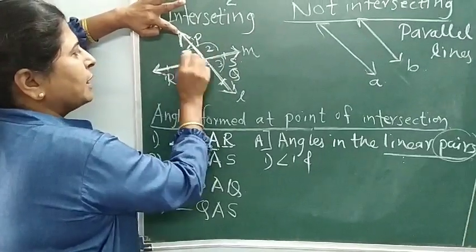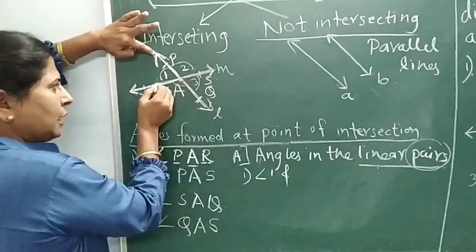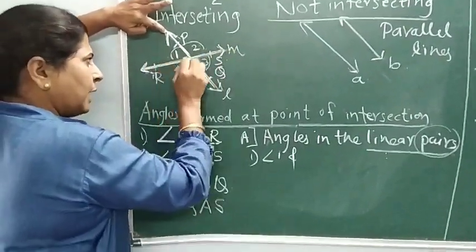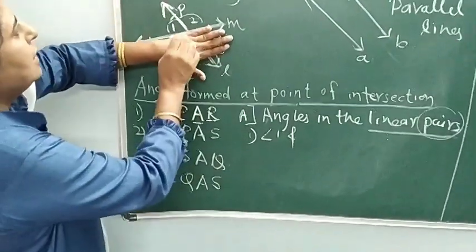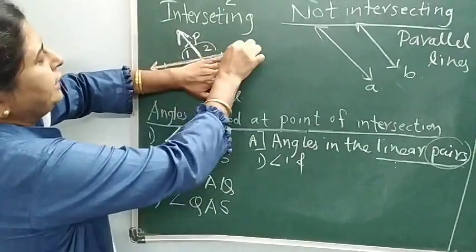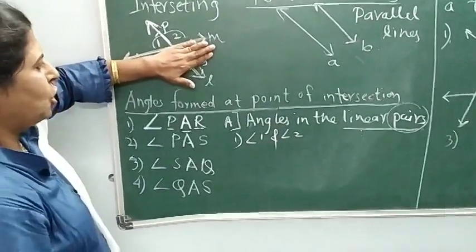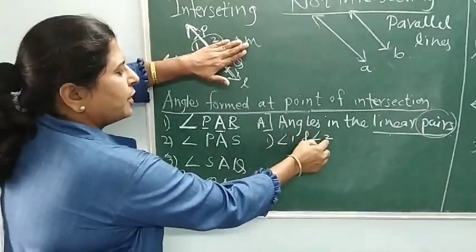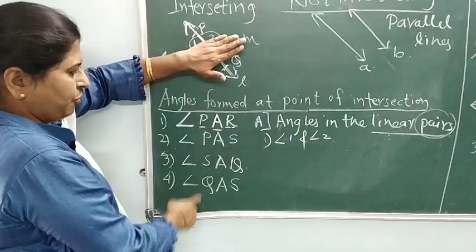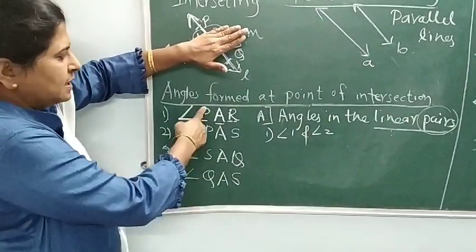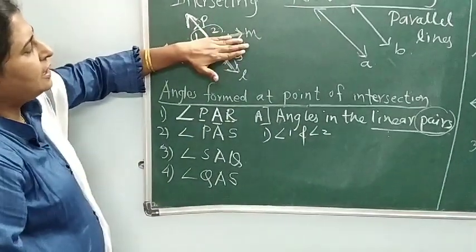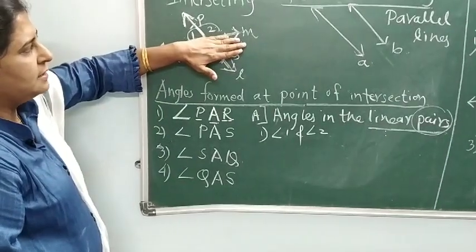Suppose this is the common arm of angle 1 and 2, the uncommon arms will form a line. So these two angles together form a line. So angle 1 and angle 2, here I am writing in short. To understand you can write it this way, but for the answer you have to write using such letters. Okay. So 1 and 2 is the first pair of angles in the linear pair.